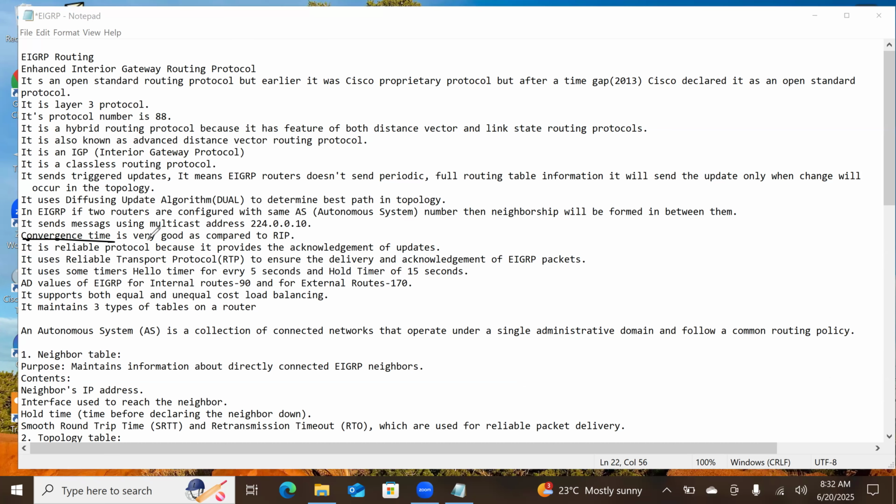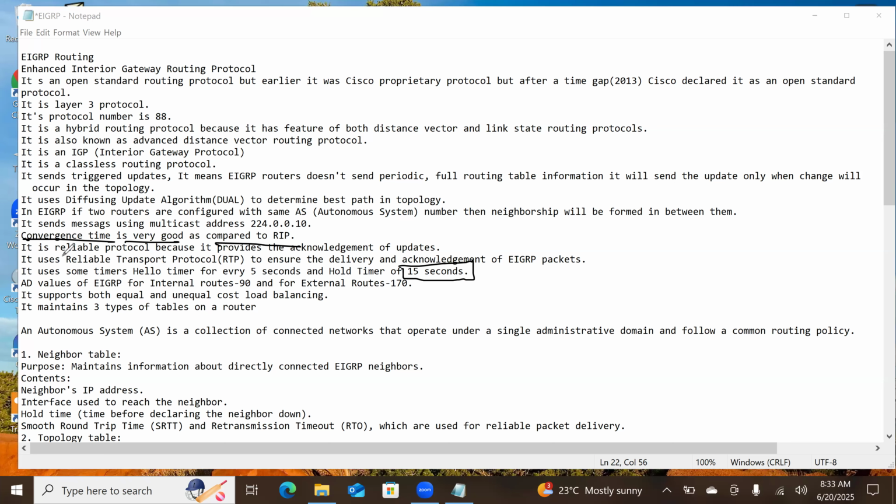Convergence time is really good as compared to RIP. Why is convergence time really good? Because in RIP the flush timer is 240 seconds. That means we have to wait almost 4 minutes just to change the topology. But here we don't need to do that. We just need to wait for 15 seconds. After that, the topology will be changed logically.